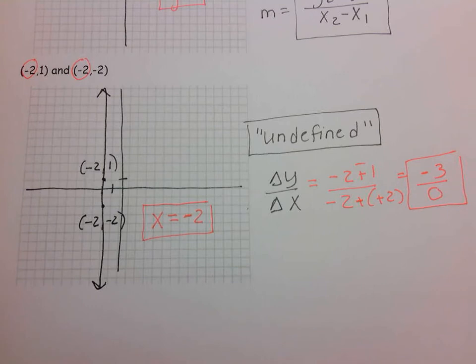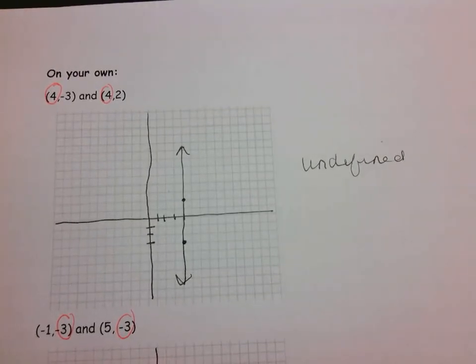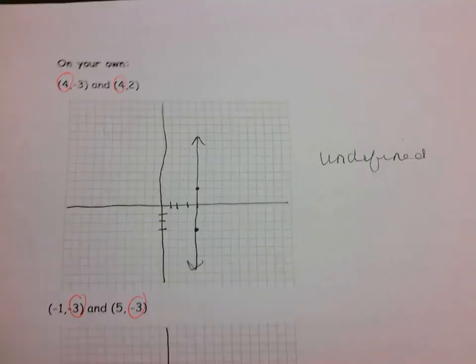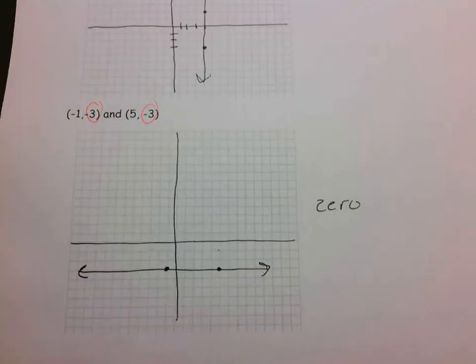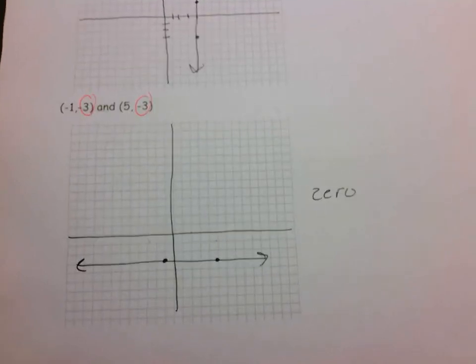Okay, so go ahead and hit pause and work out the problems on your own. So my first one is undefined. It's a vertical line. There's no change in x. And the next one is a horizontal line. The slope is 0. There's no change in y.